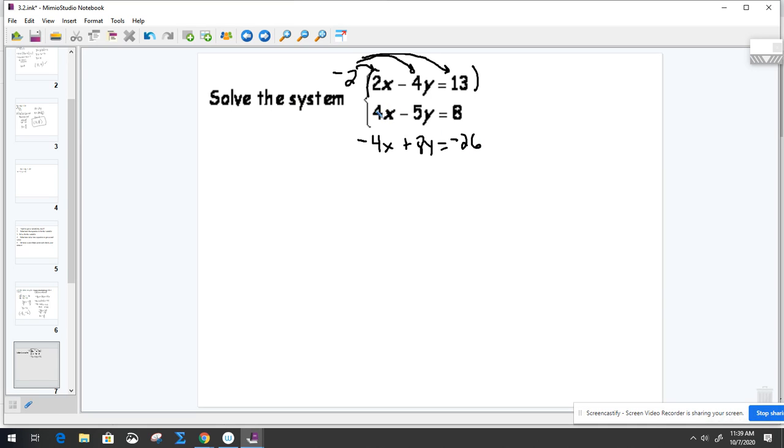This 4 and this 4 will cancel. So this is no longer part of my problem because I changed that equation. Make sure you multiply everything and you pay attention to your signs. So I can add down, x's cancel, which I said I wanted them to. I add down and get 3y and a negative 18.